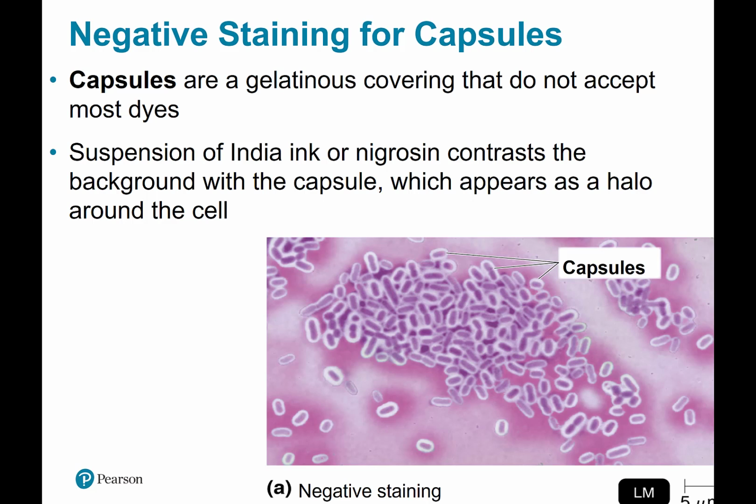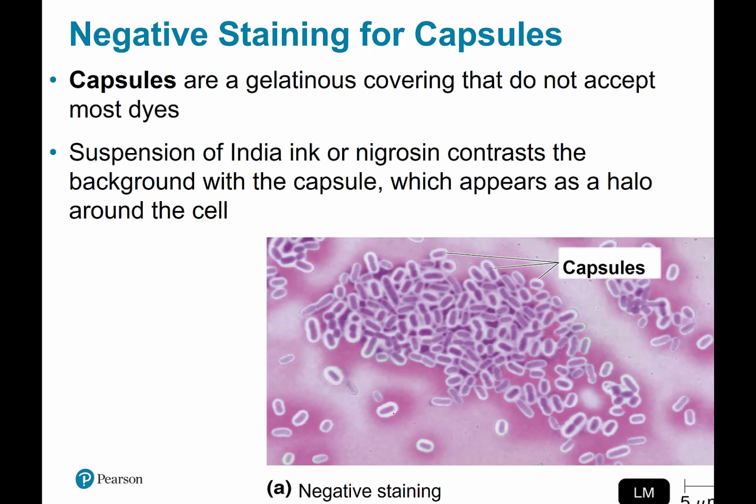With the capsule stain, a capsule is a gelatinous covering and it does not accept most dyes. So you would use a suspension of India ink or nigrosin. So these are negative dyes or acidic dyes, and they are going to allow you to contrast the background with the capsule, which is going to appear as a halo around the cells.